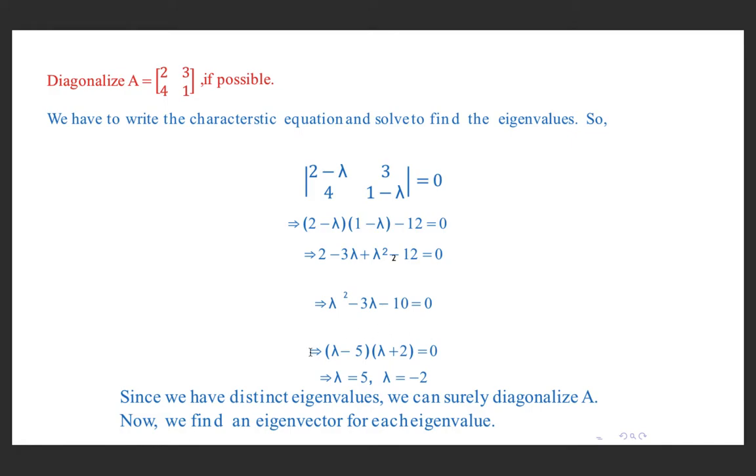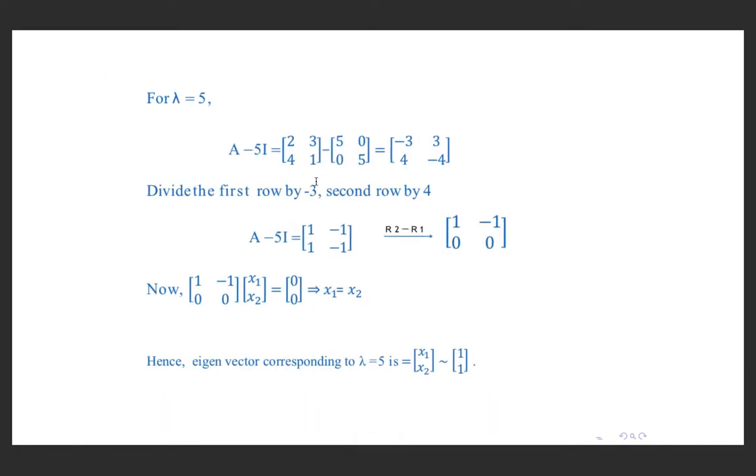Now we will find the corresponding eigenvectors. First we will find the eigenvector corresponding to lambda equal to 5. Then we will find the eigenvector corresponding to lambda equal to minus 2. So for lambda equal to 5, A minus 5I is equal to [2, 3; 4, 1] minus 5 into [1, 0; 0, 1], where 1, 0, 0, 1 is the identity matrix.